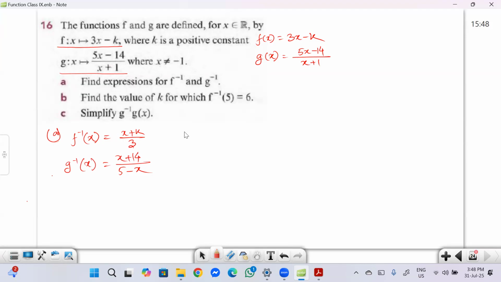Find the value of k for which f inverse of 5 equals 6. So we need to find the value of k. That is a very simple problem. We first need to find f inverse of 5. f inverse of 5 would be 5 plus k by 3, which is equated to 6. So you shouldn't write it like this; rather, 5 plus k by 3 is equated with 6, so 5 plus k equals 18, k equals 13.